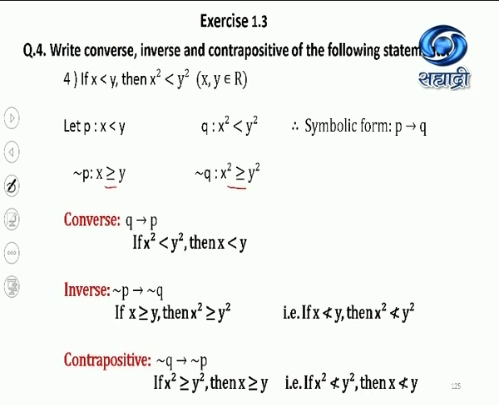Contrapositive, negation q implies negation p, which is: if x square is greater than or equal to y square, then x is greater than or equal to y. Or alternatively, if x square is not less than y square, then x is not less than y.